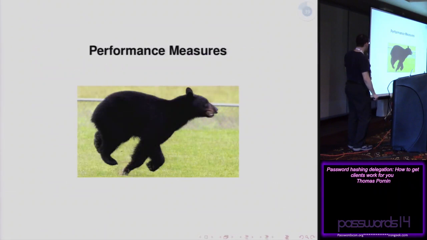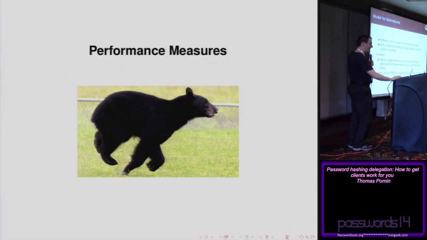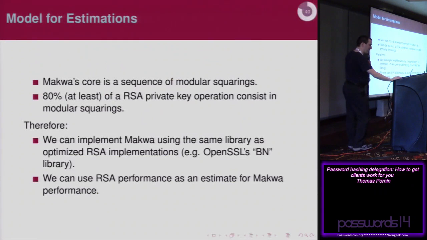Okay, so it's time to talk about performance. I'm lazy, so I don't do all the benchmarks myself, but it so happens that all these squarings are very similar to what we do with RSA. So that means that we can implement Macwa efficiently by using the same big number arithmetic libraries that have been optimized by generations of programmers for RSA. And we can use RSA as an estimator for the performance which we can achieve. So I'm building on that.